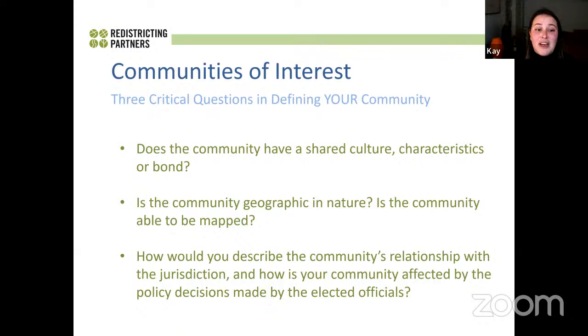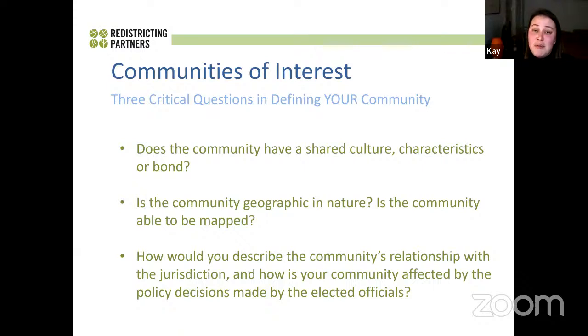We also want to look at if the community is geographic in nature and is it able to be mapped. If you want to keep a community in one single district, we need to be able to map it. As I said in the last slide, it's difficult to do that when they are citywide or district-wide because we need to also look at balancing an equal population. And finally, how would you describe the community's relationship with the jurisdiction? And how is your community affected by the policy decisions made by elected officials?